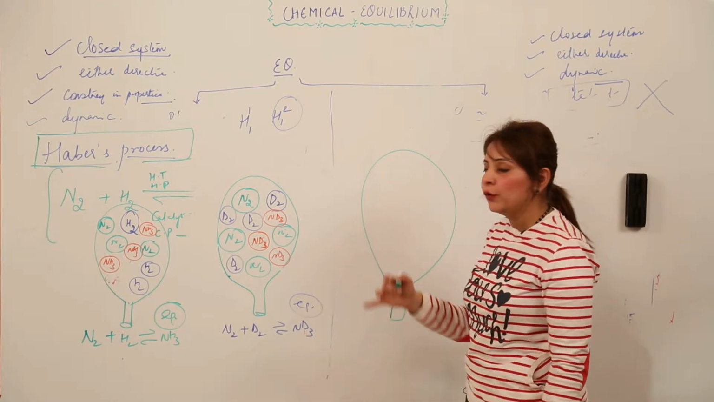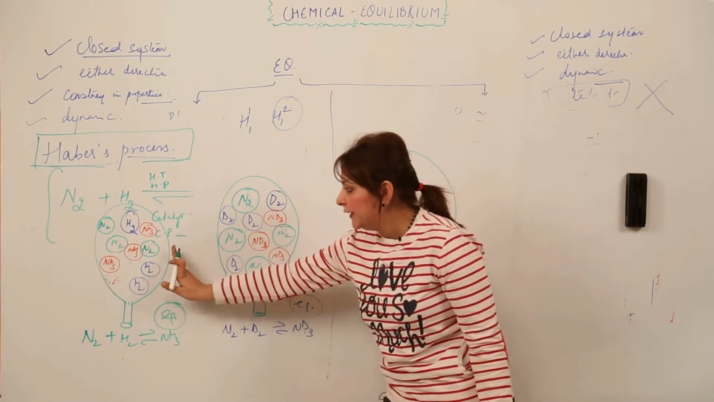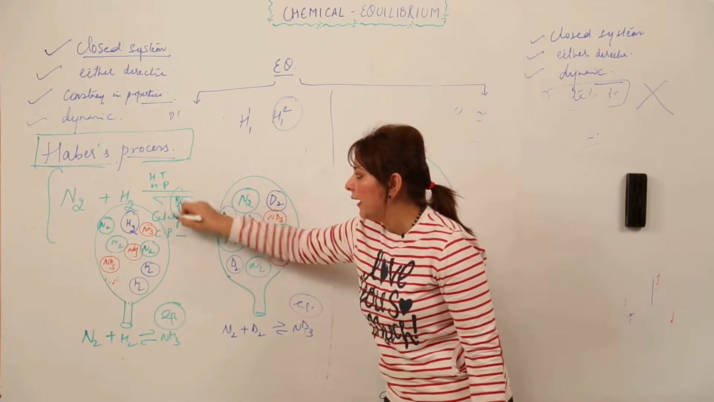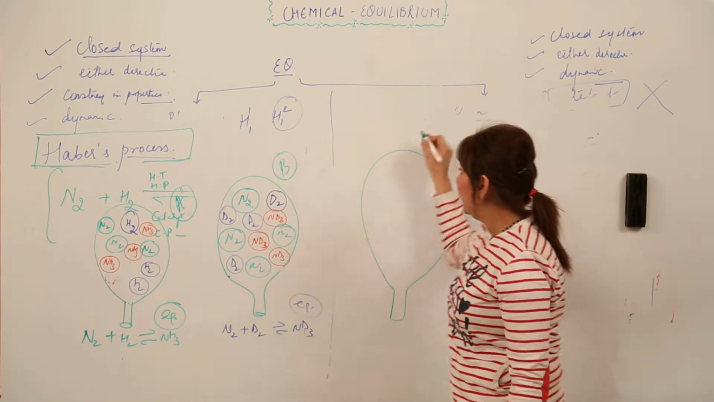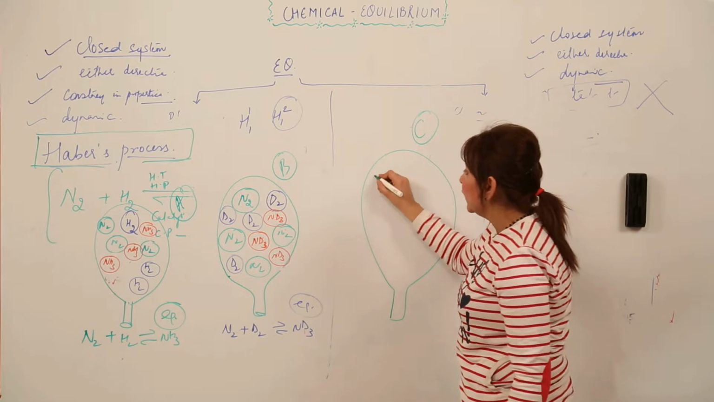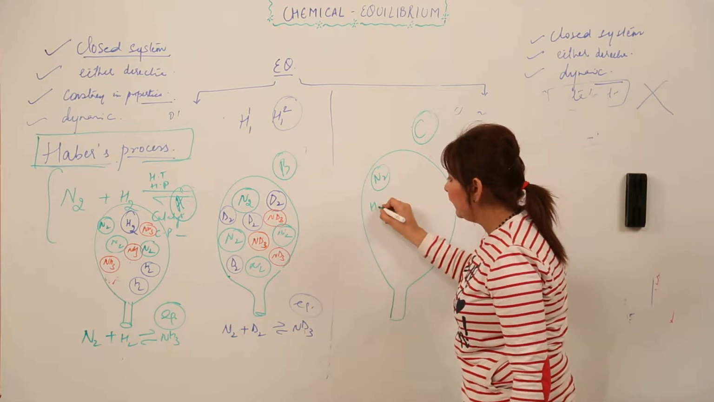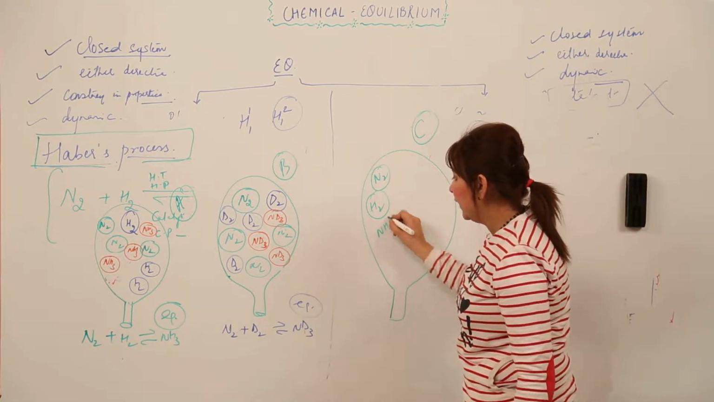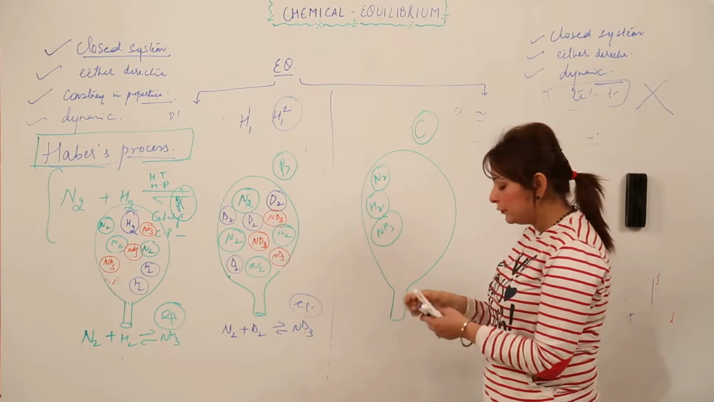So that means we have what we have in it. So I'm just mixing the content of this balloon, balloon A I'll write, and this is balloon B, into a balloon C. What we get to see? So that means we have N2, we have H2, we have NH3, right? This is what we have.